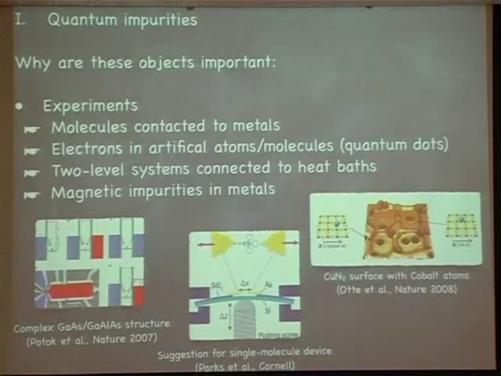Okay, so then there's this very ancient realization of quantum impurities, namely magnetic impurities in metals. And that's where the famous Kondo effect comes from. Now, I didn't find a nice picture showing an impurity in a metal. This is hard to get.